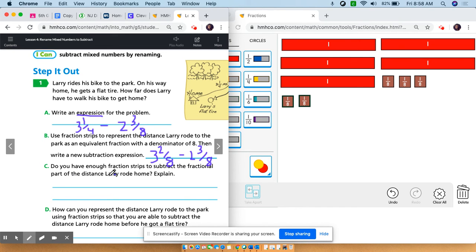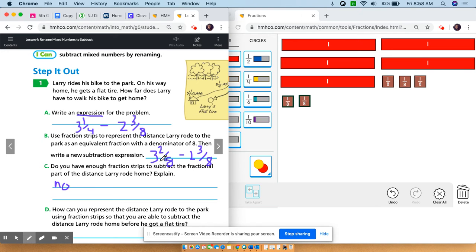Okay, do you have enough fraction tiles to subtract the fractional part of the distance that Larry rode home? So it's saying just look at the fraction part of the mixed number, 2/8 minus 3/8. Can I do that? If you only have 2/8 right here, and you want to take away 3/8, can you do that? No, you can't, because the fractional part is less. Okay, the fraction part of the first number is less.